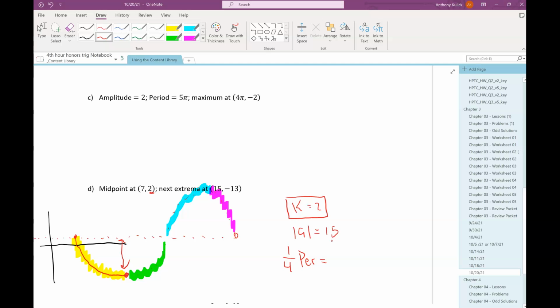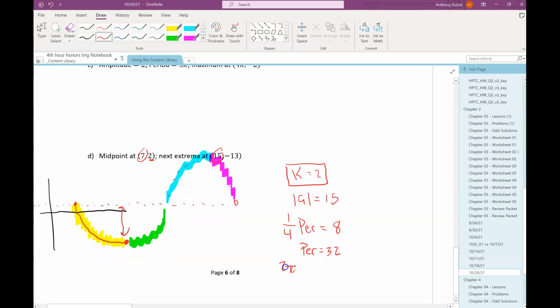And the period is a horizontal distance, so I'm looking for the distance between 7 and 15. How many units is it between 7 and 15? 8 units. Still doing good? So I can multiply both sides by 4, so I know that one period is 32 units. And I know since a period is 2 pi over the absolute value of c, when I divide both sides by 2 pi and choose the positive value, my c is 16 over pi. Still on board there?